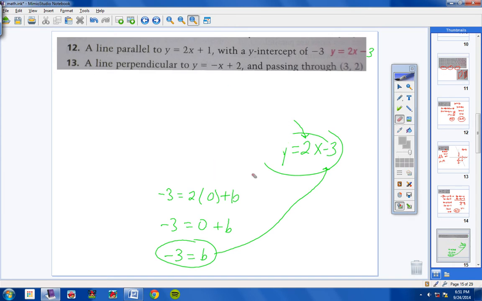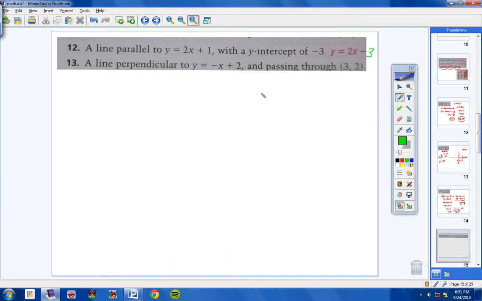All right, let's take a look at number 13. Number 13 is identical to the last problem, except now we're looking at perpendicular lines. So they want you to write a linear equation of a line that's perpendicular to this line. Now, students, stop and think. If we're asked to write a linear equation, we need a point, we need the slope, and we need this formula, okay? Now, the point they give us, 3, 2, okay?